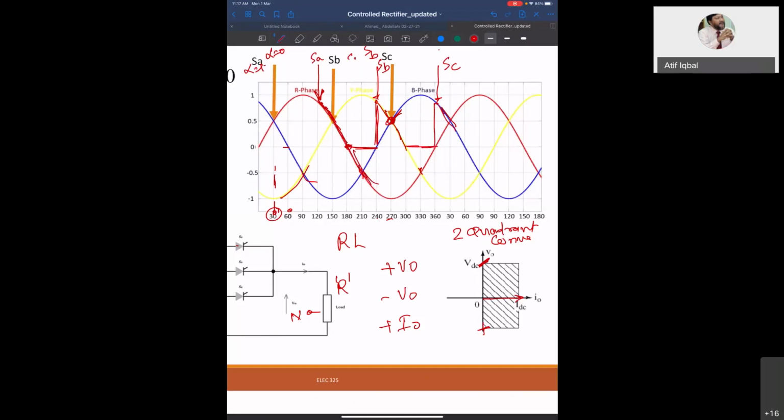Okay. Now, what is the limit of alpha? At what alpha can we no longer operate? So you see, this is the point. Alpha should be less than 120 degree. After that, we cannot operate, because your positive portion is finished, no more. The dominance of A is no more there.